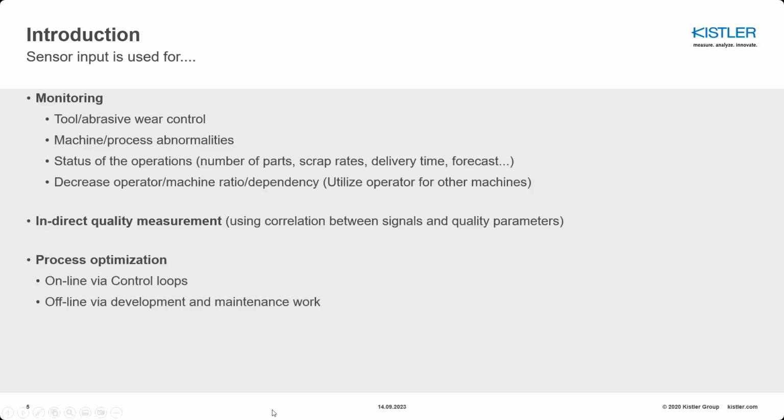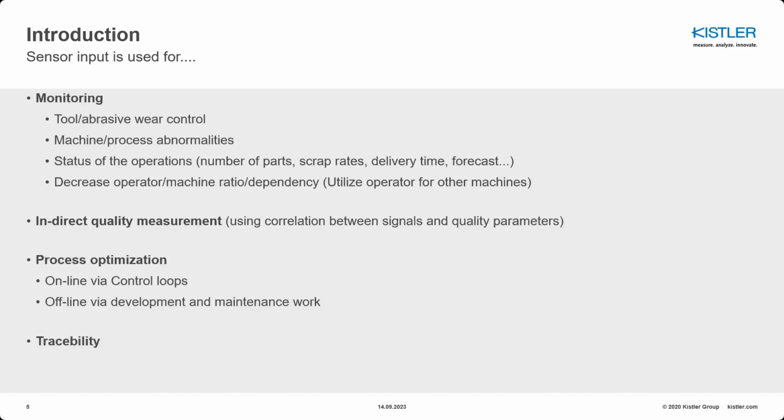Process optimization, yes, we use sensors to make process optimization. Either we connect the signal back into the machine, like we are doing at Kistler as well with certain customers, and then the machine does certain things depending on the signal levels. This is one way. The other way is that you collect a lot of data and then you need to analyze it in order to improve your process or machine.